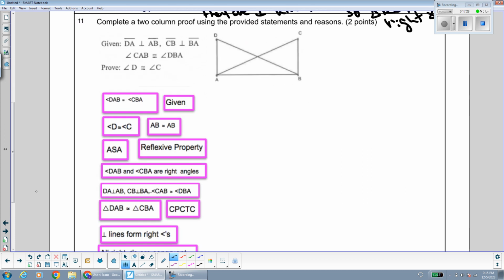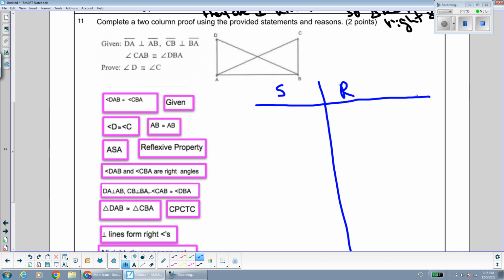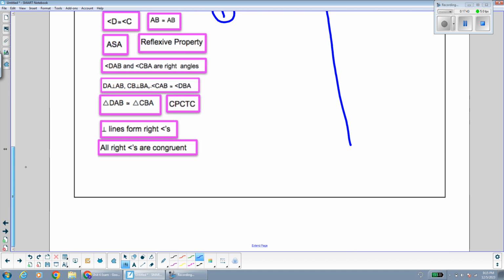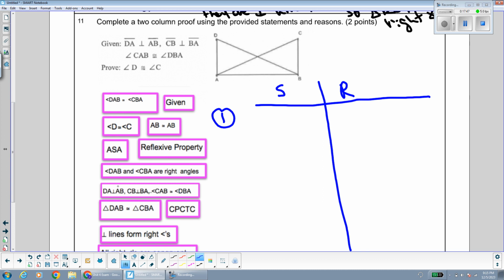Okay, so for this one, the statements and reasons were all given. There's multiple correct ways that you can write this, but I'm just going to give one way. So of course, you have to start off with at least some of the givens. So let's put our given information in, and that's right over here. So that's DA perpendicular to AB, CB perpendicular to BA, and angle CAB congruent to angle DBA.